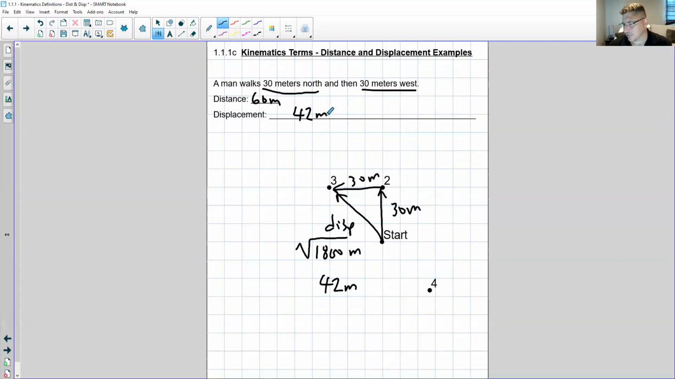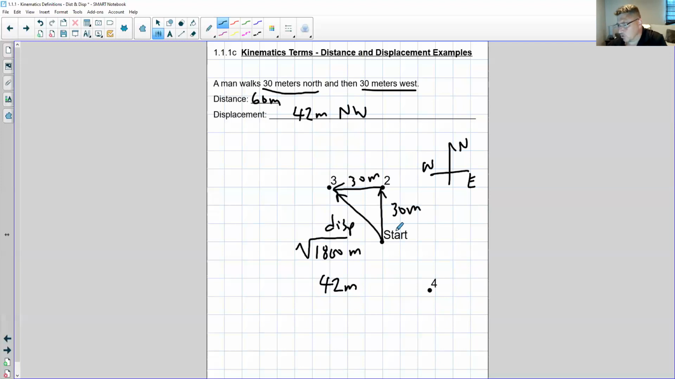But this is a displacement, so it must include direction. So now how are we going to specify direction? Well, if we make this north, and this is east over here, and that makes this west, since there's an equivalent amount north and an equivalent amount west, we could just say 42 meters northwest. It would not make sense to call this positive and this negative, right? Because you can't actually add and subtract these things.